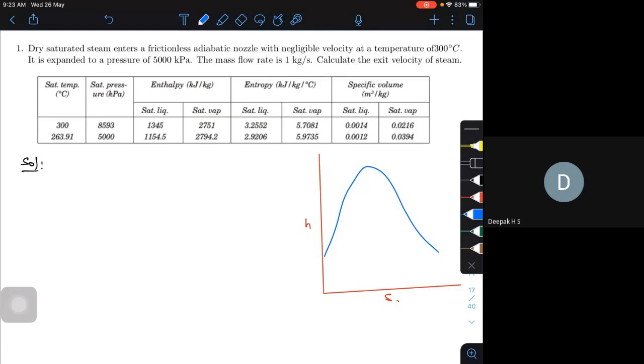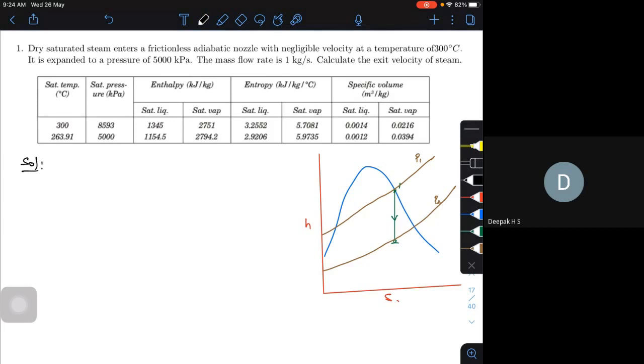What it is actually, I am trying to expand from point 1 to some point 2. So if I try to draw the corresponding pressures, this is your P1, this is your P2. So that's how your HS diagram will look.